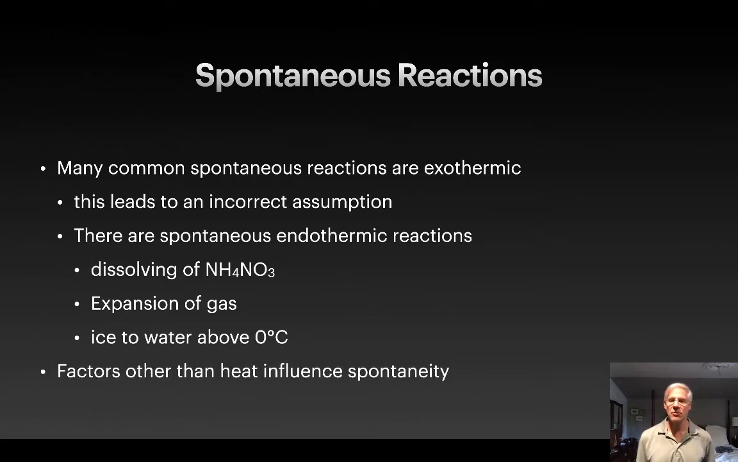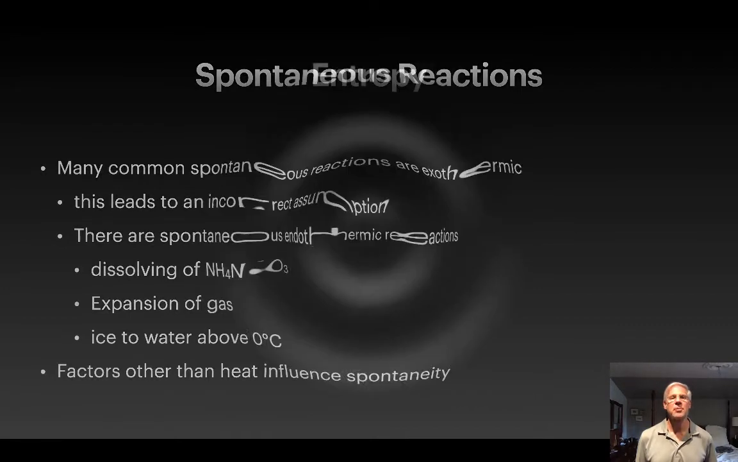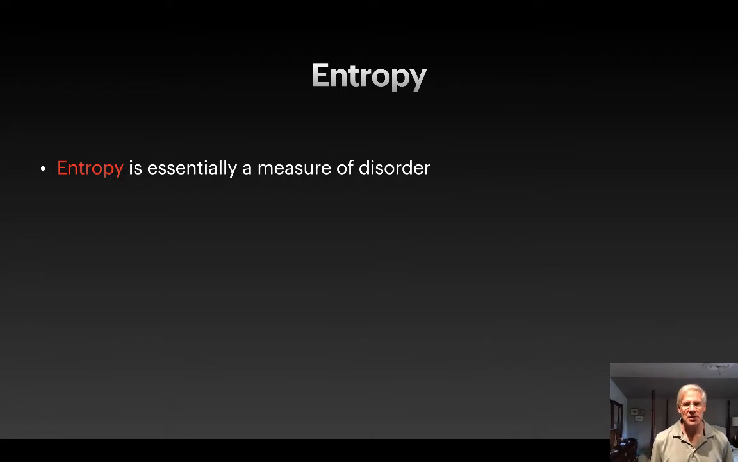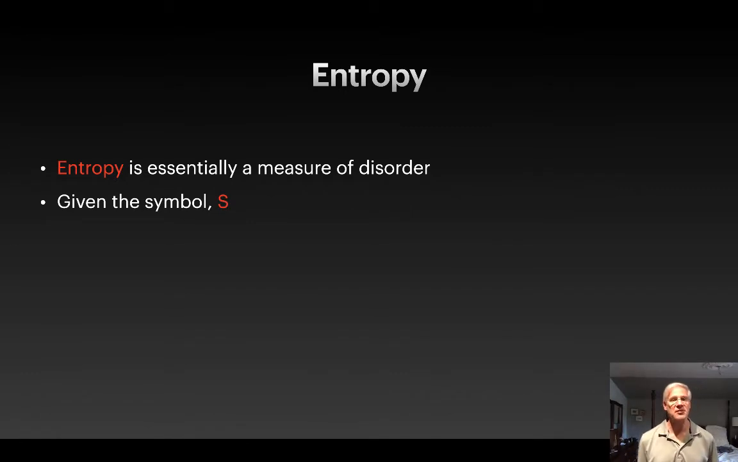There are factors other than heat that influence spontaneity. One of the main factors is something called entropy. Entropy is basically a measure of disorder. We give it the symbol S. Notice that it is a capital S, and because it's a capital S, this means that entropy is in fact a state function.